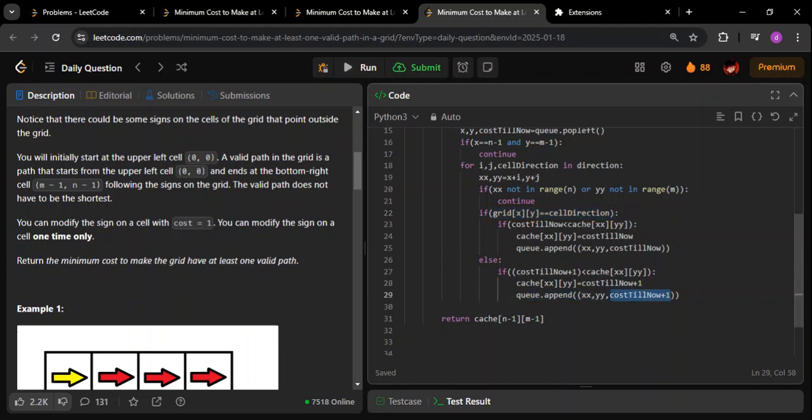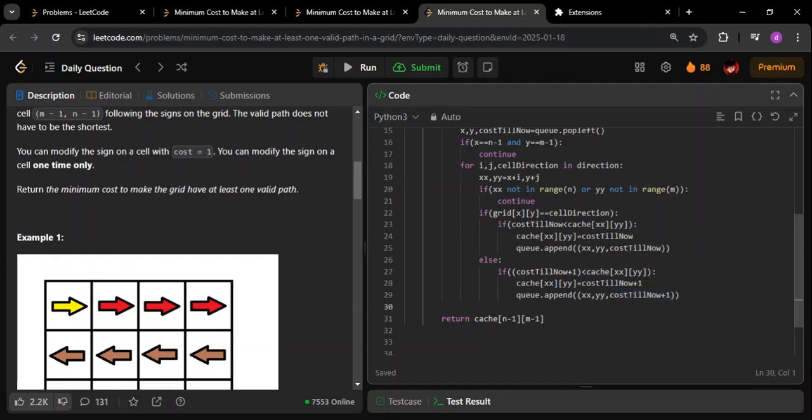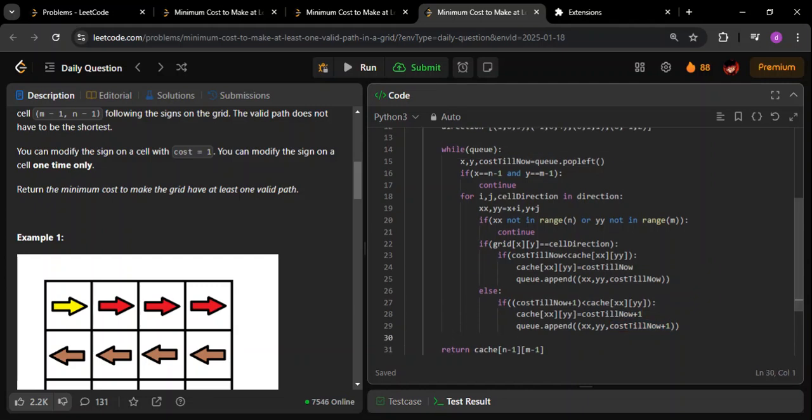So the idea here is, when I'm at x comma y, I'm visiting all the cells in all the four directions. That is, I'm planning to go to all the four adjacent neighbors, in all the four prominent directions, that is, right, left, top and bottom. So if we are not following the directions mentioned in the grid, we have to incur a cost. Otherwise we should not incur a cost. This will keep continuing till we have elements in this particular queue.